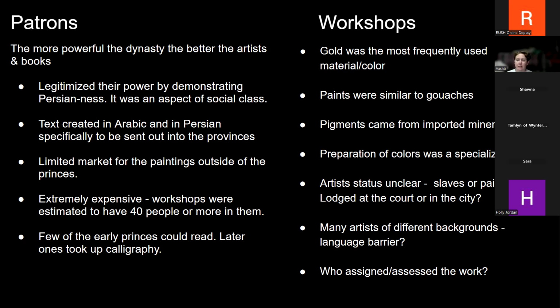Several of the workshops, especially in the city of Tabriz, created text in both Arabic and Persian. And some of them, from the inscription page at the front, were being created under the patronage of a Mongol leader, specifically to be sent out to more rural areas. So this was a little bit closer to what we see in the West with illustrating a Bible to tell people what was happening in the story. Although in this case, they're not illustrating a religious text. The thing that gets illustrated the most is the Book of Kings, the Shahnameh.